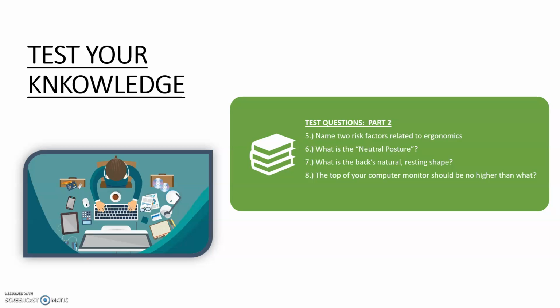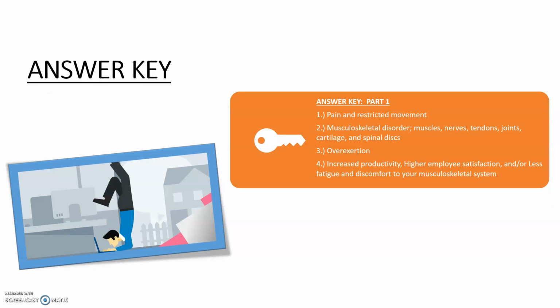The second part of the test: Question 5, name 2 risk factors related to ergonomics. Question 6, what is the neutral posture? Following that, question 7, what is the back's natural resting shape? And question number 8, the top of your computer monitor should be no higher than what? What part of your body or what organ?